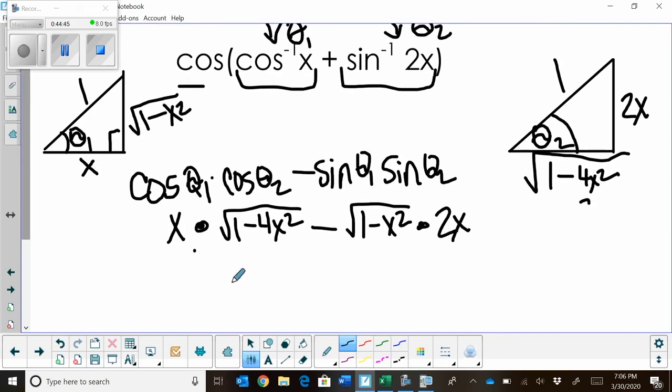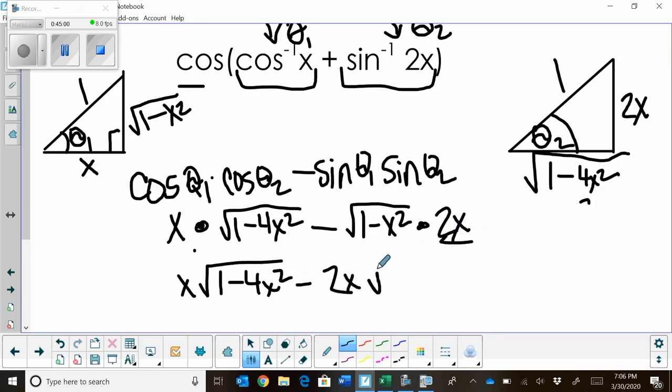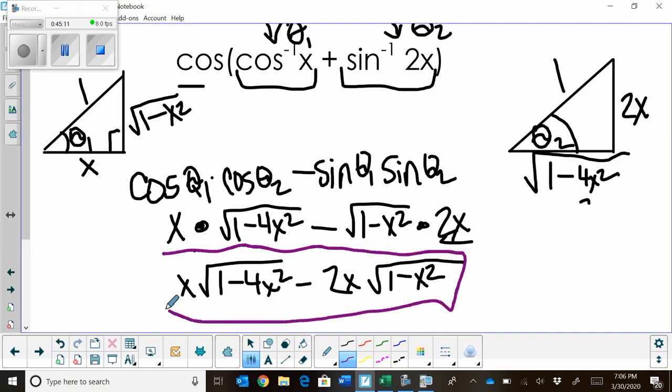So what do we end up with? We have x root 1 minus 4x squared, all minus 2x, because I'm going to put my monomial in front of my radical, 1 minus x squared. Now, the radicals don't match, so we're done. That's all you can do. That's as far as it will simplify, and that is the cosine of the sum of these two angles. There's our final answer.